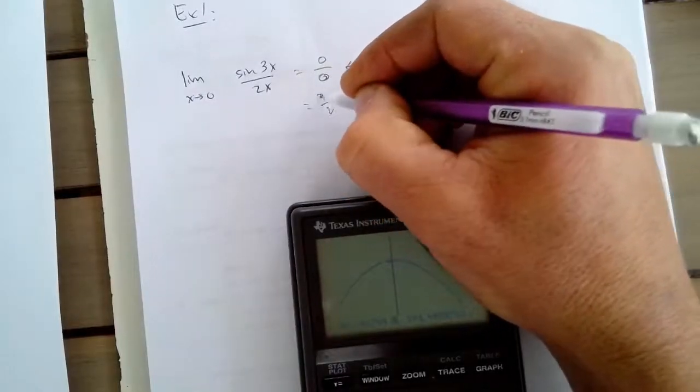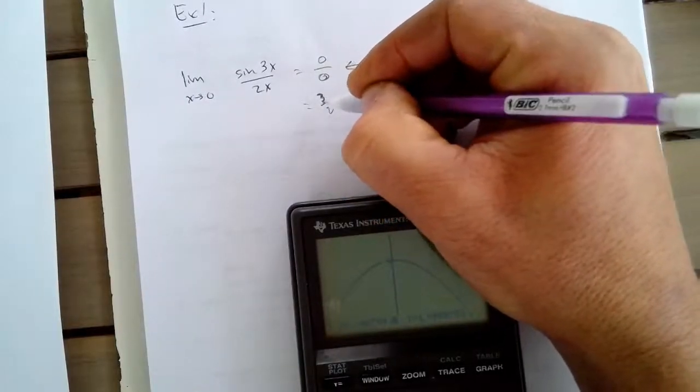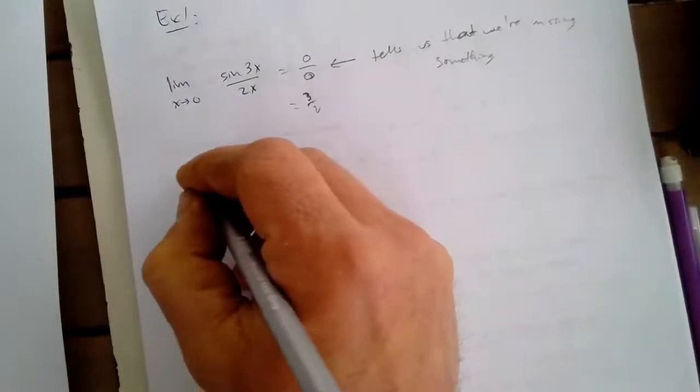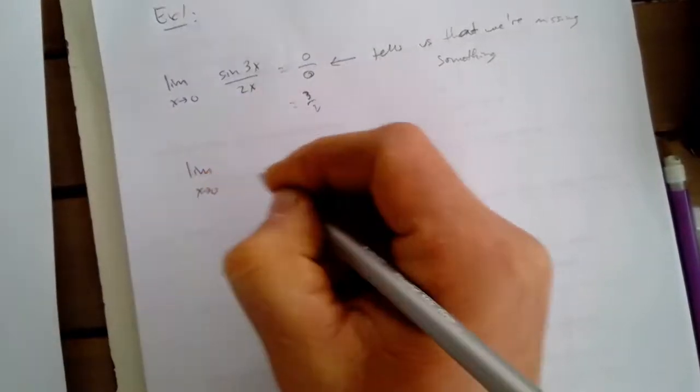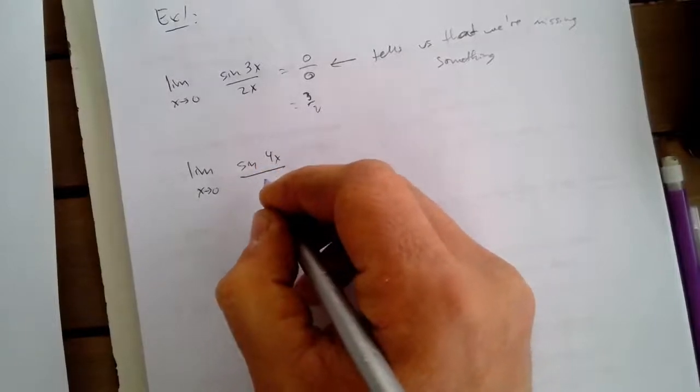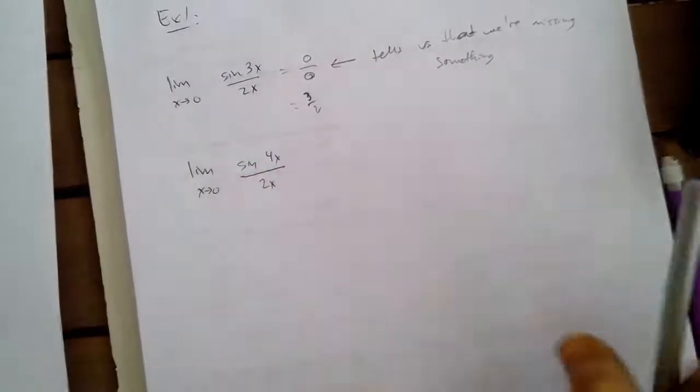I don't like decimals. Okay, so let's try another one here. And now let's try it with 4x over 2x. So I'm going to go back and do the same thing there, and I'll put this in.